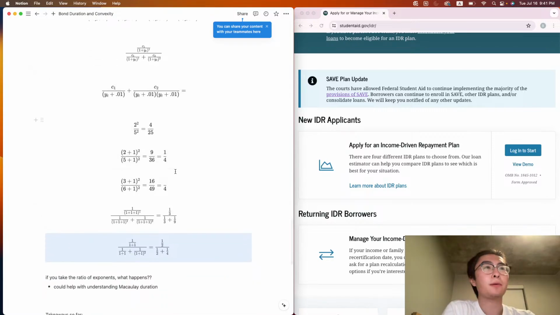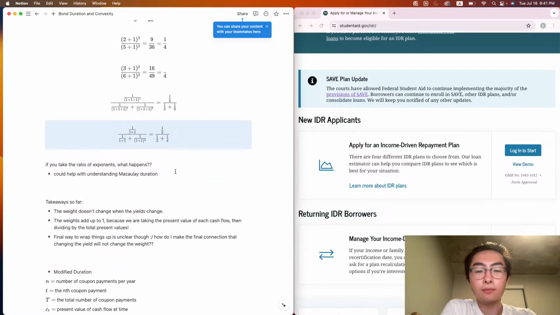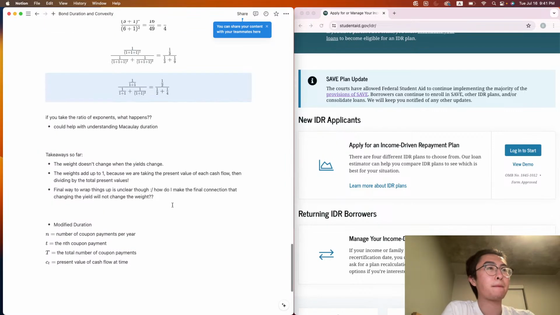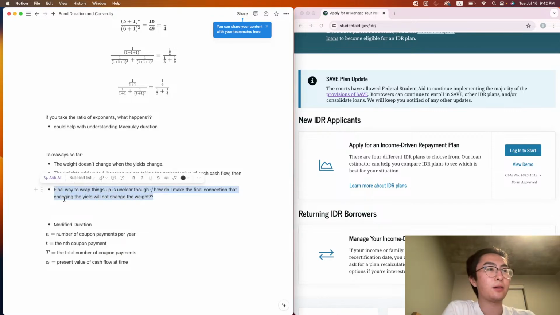Okay, I'll put a pin on this one for now again. Still kind of stuck here, but takeaway so far: the weights don't change when the yields change, and the weights add up to 1. That's still kind of unclear here.